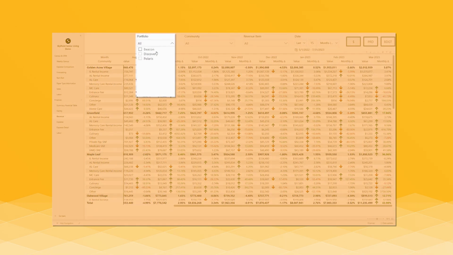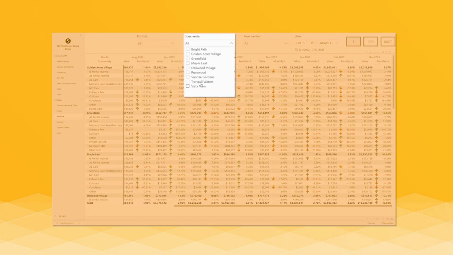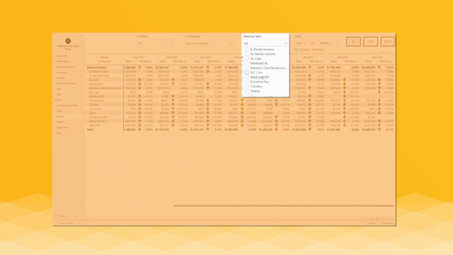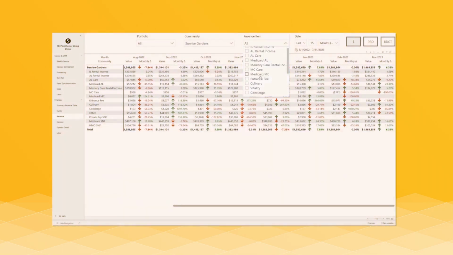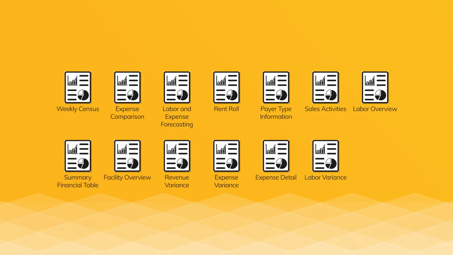In this scenario, I want to see the revenue variances for Community Sunrise Gardens, and filter by particular revenue items to see where the revenue drivers are. Let's do the same for our expense categories to see what our cost drivers are.